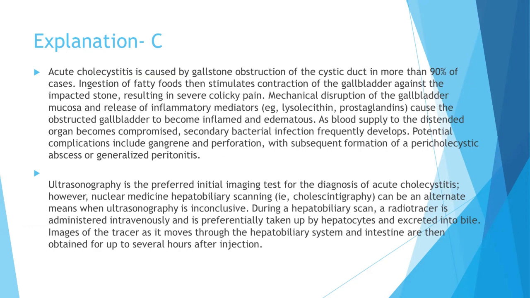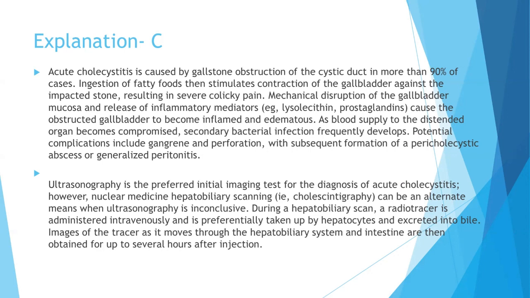Potential complications include gangrene and perforation, with subsequent formation of a pericholecystic abscess or generalized peritonitis. Ultrasonography is the preferred initial imaging test for the diagnosis of acute cholecystitis. However, nuclear medicine hepatobiliary scanning can be an alternate means when ultrasonography is inconclusive.